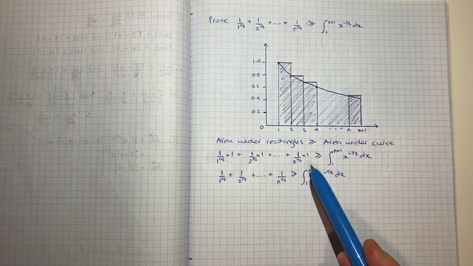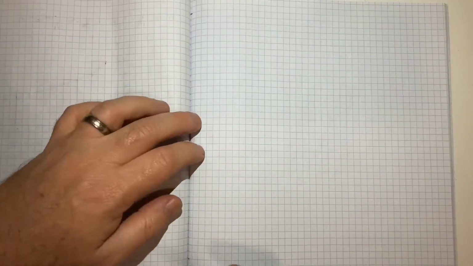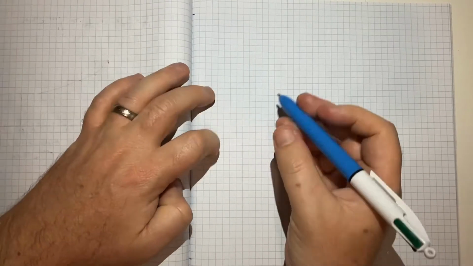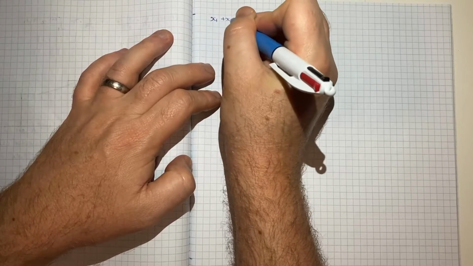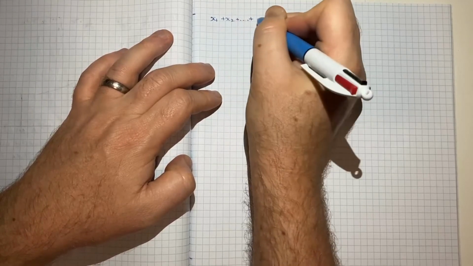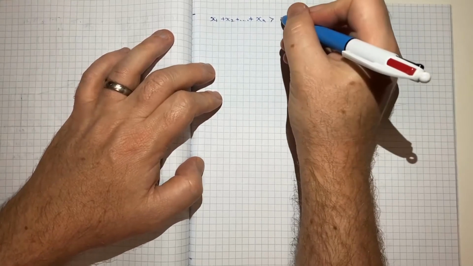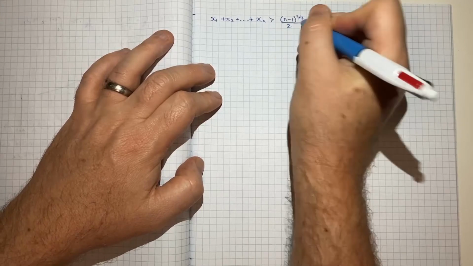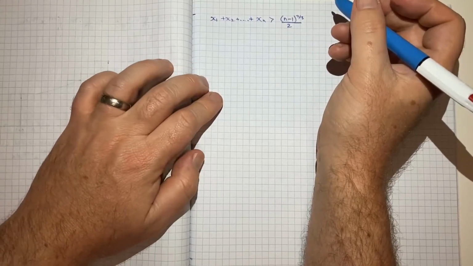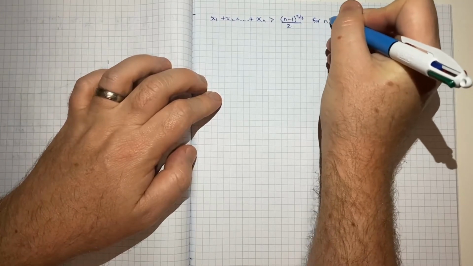So now on to the next part of this question, which I'll do over the page, which is asking us to deduce that x1 plus x2 plus all the way up to xn is greater than n minus 1 to the 2/3 on 2. So that's what we want to deduce, and that's for n greater than or equal to 2.